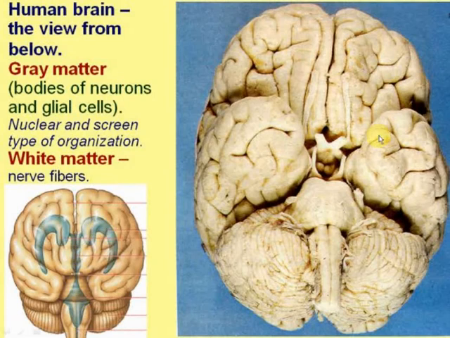Brain consists of gray and white matter. Gray matter is composed by neuron bodies and glial cell bodies. They are organized in 2 manners: nuclear type organization in brainstem, in basal ganglia, and screen type of organization, when neurons are organized in layers, in screens, like in cerebellum cortex and brain cortex. And white matter consists of nerve fibers organized in bundles, pathways, which convey information between brain and spinal cord, as well as between different parts of the brain.